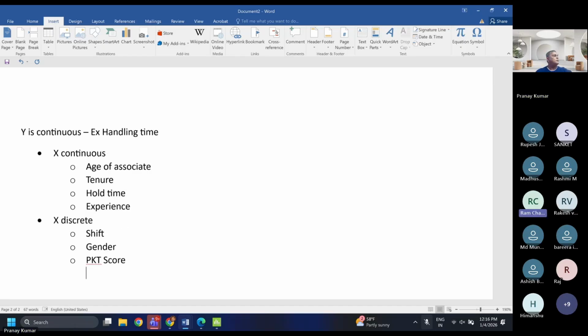With me, everyone? Pranay, what would incentive be, continuous or discrete? You tell me. Incentive is continuous, right? If incentive is in rupees, it is continuous. If incentive is a percentage, it is discrete.